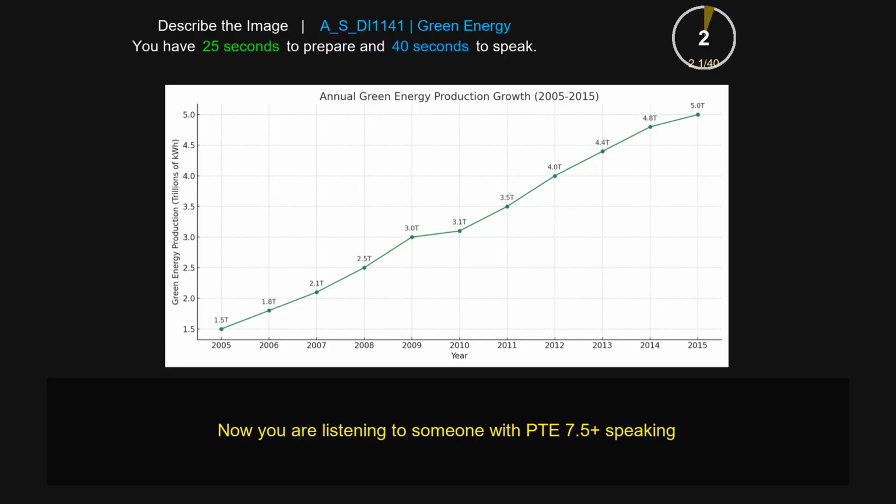This image is mainly about annual green energy production growth. Firstly, the highest values of this image are 2015, 2014 and 2013. Secondly, the lowest values of this image are 1.5, 2.0 and 2.5. In addition, it also gives information about the graph like 1.5T, 1.8T, 2.1T, and it is also about 5.0T, 4.7T, 4.4T. Lastly, it shows different types of color like green, white and black.